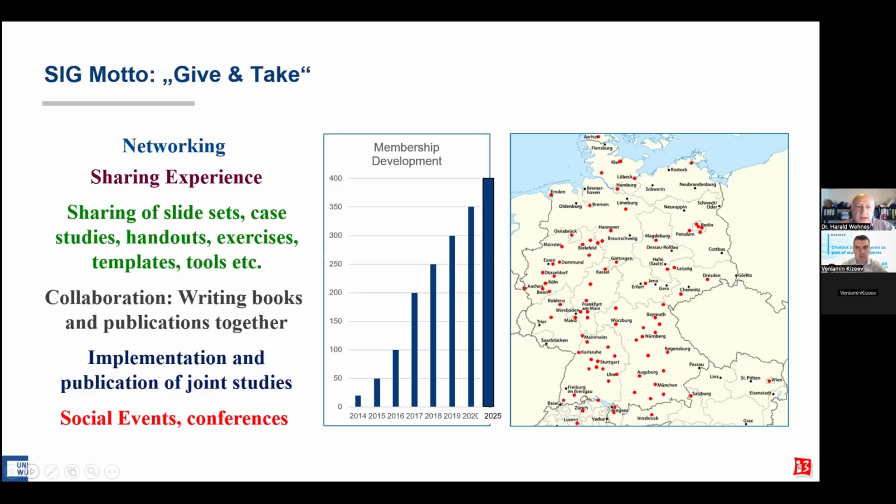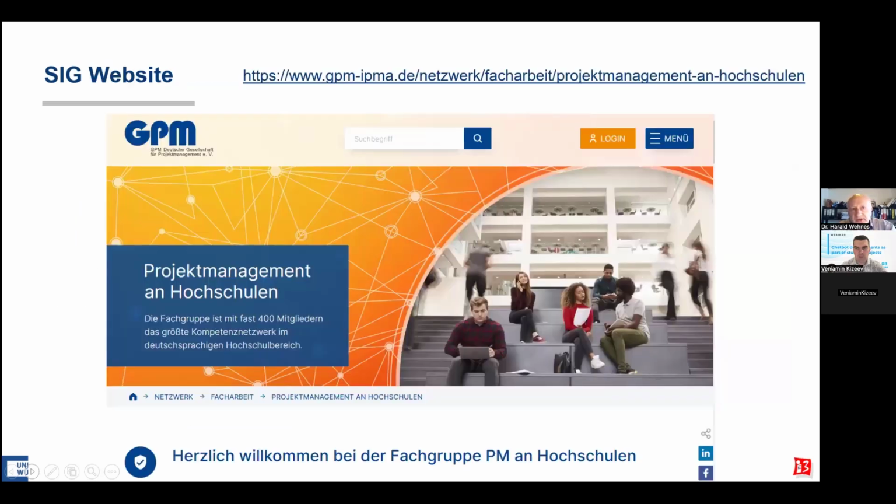We also implement and publish joint studies, and we have a lot of conferences, meetings, and online meetings. The next big meeting will be in Vienna, Austria, our annual meeting, for about two days. We have about 3 websites. One is the official website of the GPM. GPM is the German Society of Project Management, one of the IPMA members.